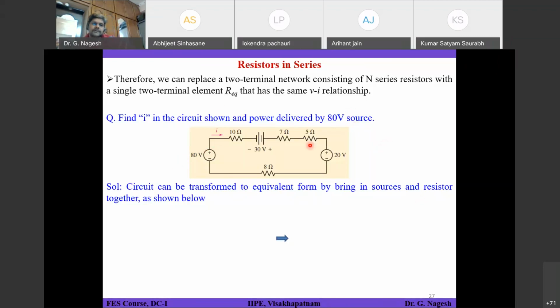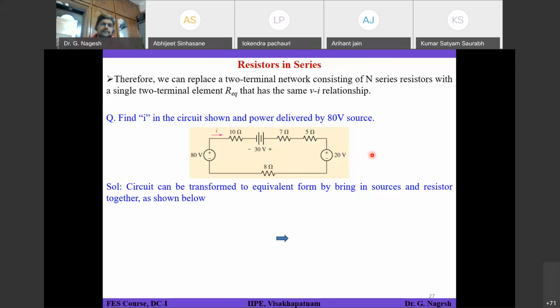Clear. So you have a voltage source of 80 volts and a voltage source of 20 volts. Both seem to be in opposite directions. And you have a battery of 30 volts, which is in the same direction as that of the 80 volt source. And you have 4 resistors. Okay, so try to solve this.